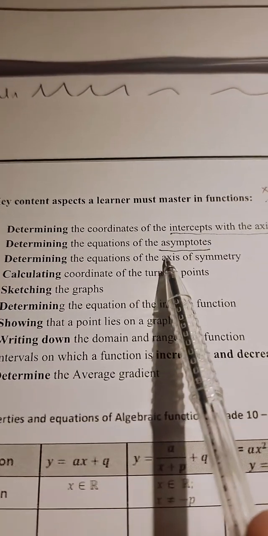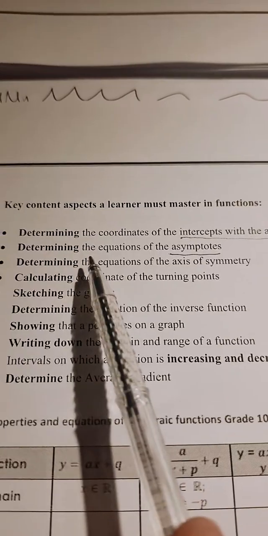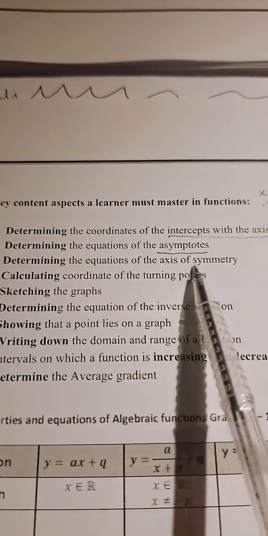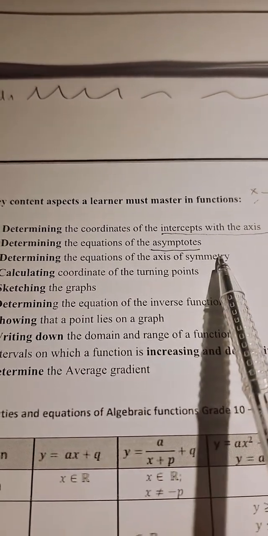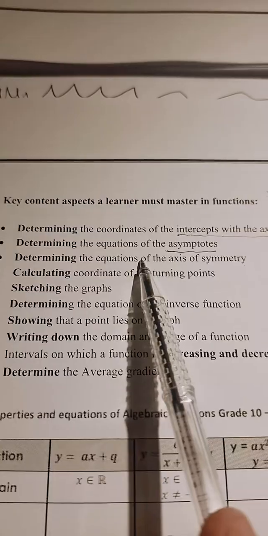Determine the equations of the axis of symmetry. Now here we need to know how to determine the equations of the axis of symmetry. This is plural, guys. Equations.